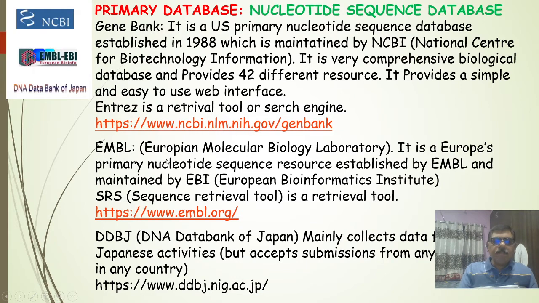Then another one is EMBL, the European Molecular Biology Laboratory, Europe's primary nucleotide sequence resource, established by the EMBL and maintained by the EBI, the European Bioinformatics Institute. And SRS, the sequence retrieval system, is a retrieval tool or engine for this EMBL. And the DNA Data Bank of Japan, DDBJ, mainly collects data from Japanese activity but accepts submissions from all researchers in the country. And this is the home page, the website, for this DDBJ.